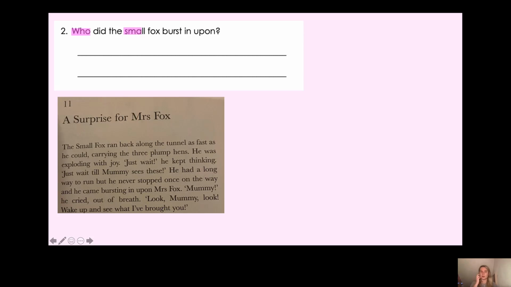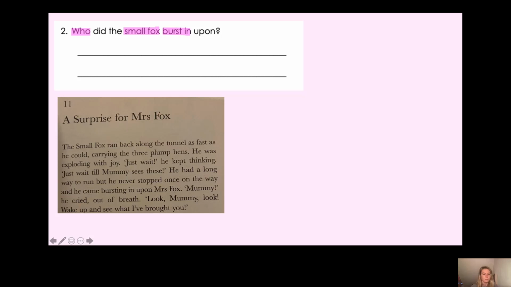Now, our next keywords are small fox. So it's not who Mrs. Fox burst in upon. It's not who Mr. Fox burst in upon. It is who the small fox burst in upon. And yes, we are looking at who he burst in. Okay, so we're looking for the verb burst in. Now let's have a look if we can find any of these words in our text.